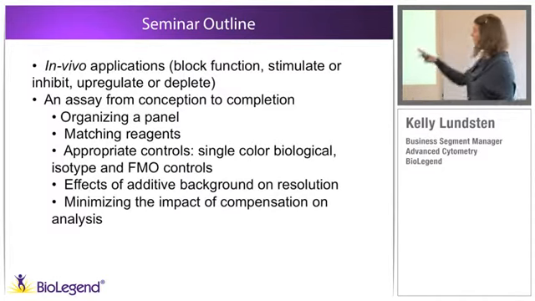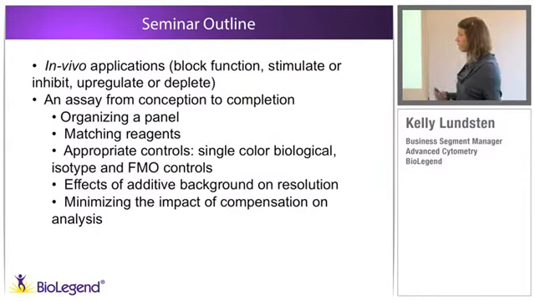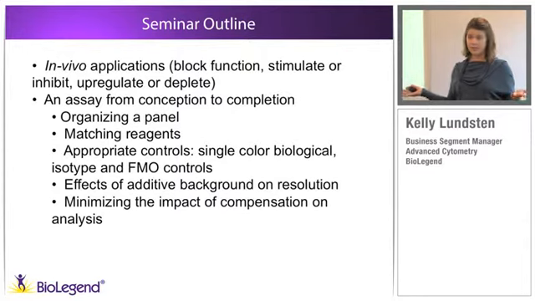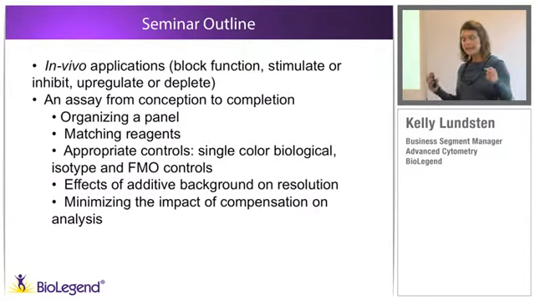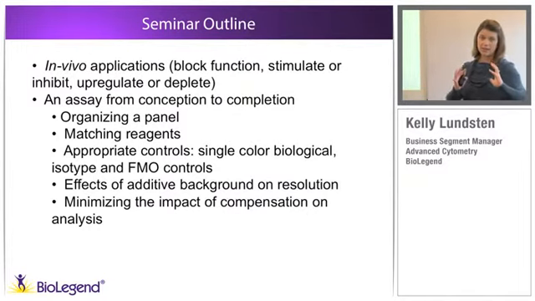That will really help you out when you have to start applying things like FMO controls. FMO controls, the definition is fluorescence minus one controls. When you start going above 6 to 8 to 10 colors, you start to have a lot of additive background happening within your MFI negative population.